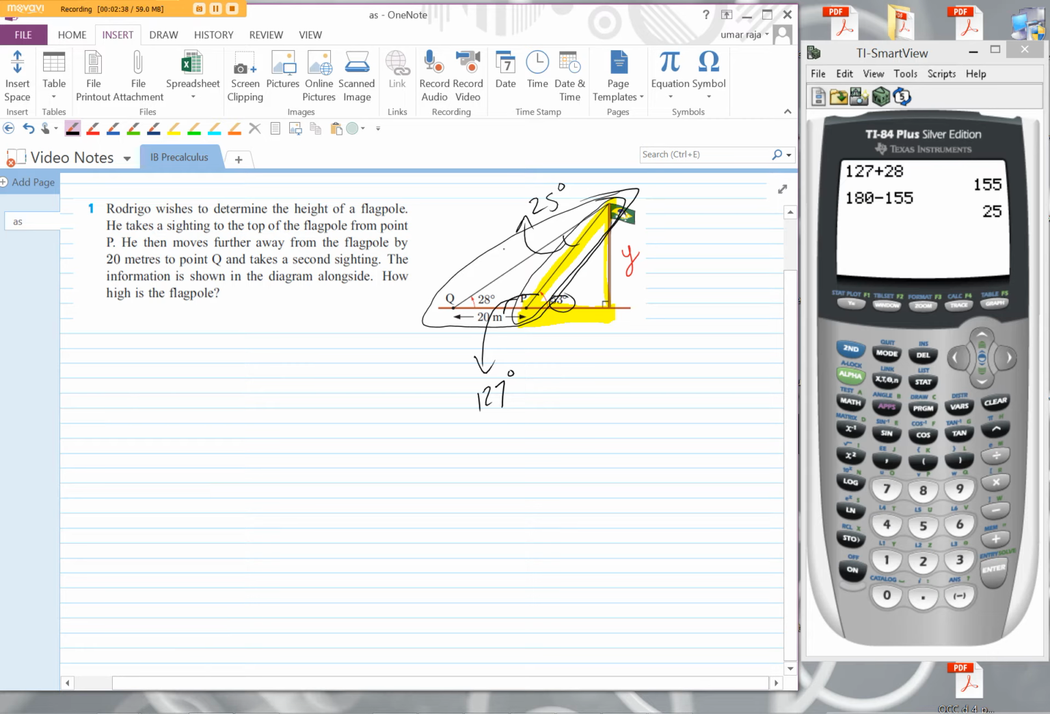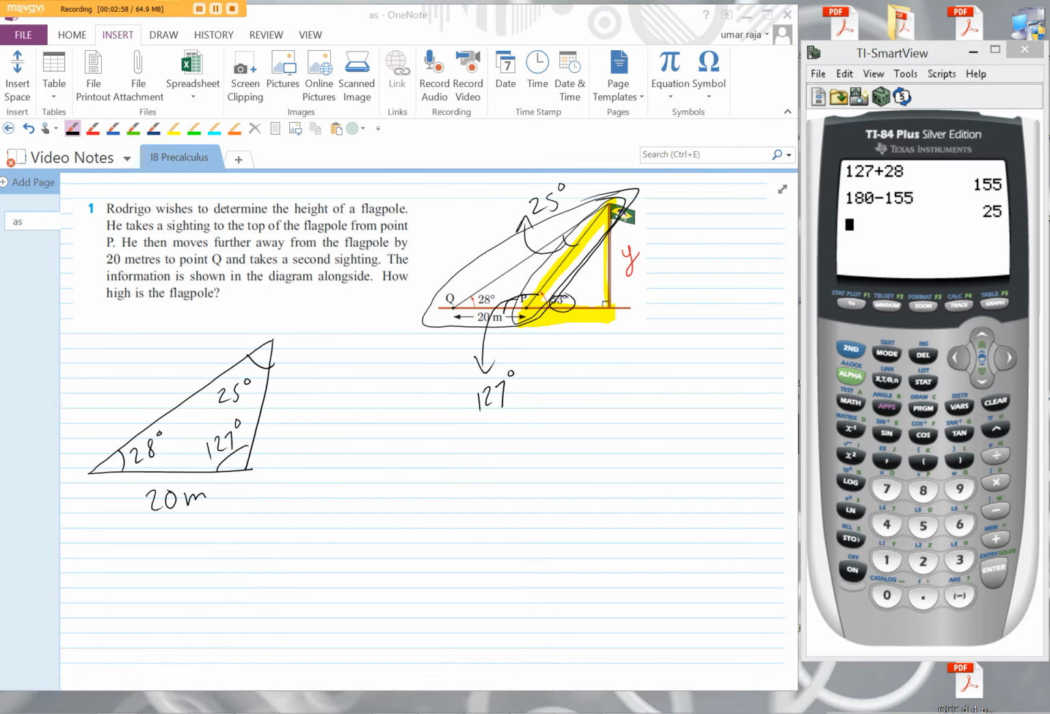So, that's a whole bunch of lines. Let me actually just redraw this triangle so it doesn't confuse you guys. So you've got this triangle that's given to you. They're saying that this distance is 20 meters, this is 28 degrees, the angle at the top is 25, and this is 127 degrees. What I really want to do is find this distance, because that's the hypotenuse in the right triangle. Once I can get this distance, I just have to apply SOHCAHTOA to get the height of the flagpole.